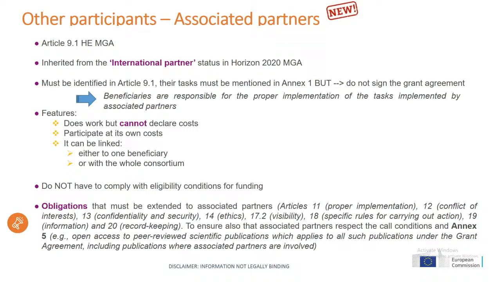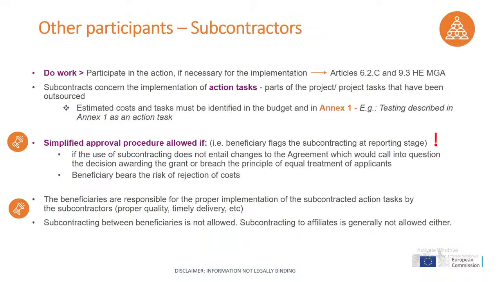And also, beneficiaries must ensure that their associated partners respect the call condition and the specific rules on Annex 5. Going on to other third parties that may participate in the actions, you may also have subcontractors. Subcontractors can implement action tasks if it is necessary for the implementation of the action. The estimated tasks and cost of the subcontractors must be identified in Annex 1 and Annex 2. However, the name of the subcontractor does not need to be included in Annex 1.